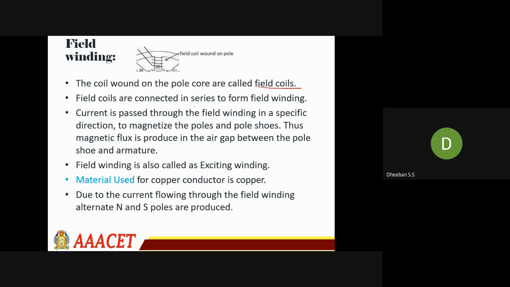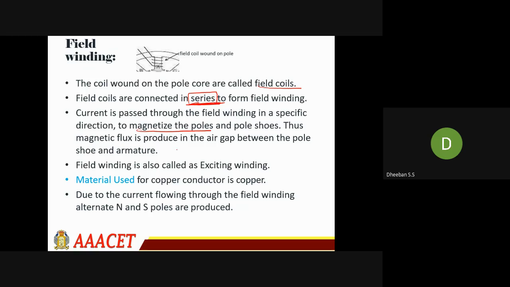The field coils are connected in series. This is important: the field coils will always be connected in series, not in a parallel connection. In a series connection, the current flow will be very high. Current is passed through the field winding in a specific direction to magnetize the poles. Thus, a magnetic flux is produced.